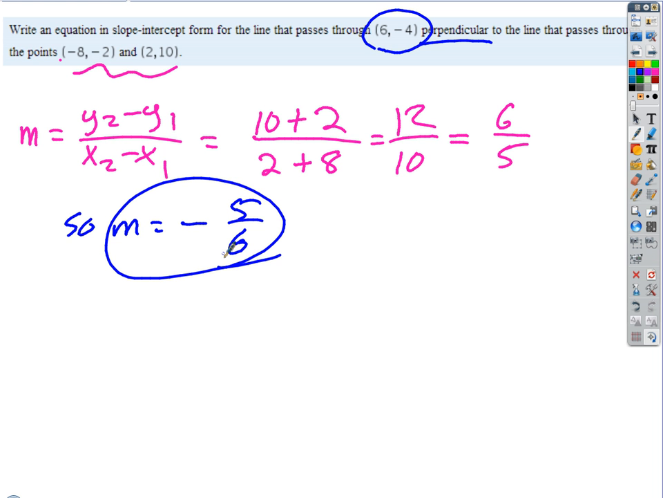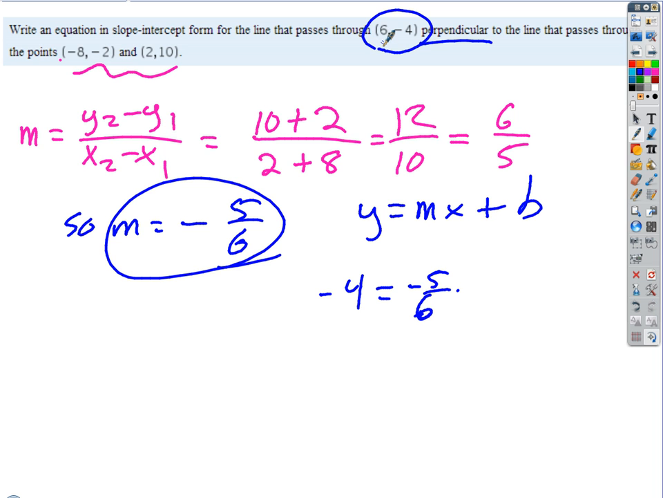Now, how do we always calculate b? y equals mx plus b. And I'm just going to substitute for everything except b so I can solve for b, right? So m is negative 5/6. What's y? Negative 4. I got to use this point, don't I? Because this is the point that my line passes through. So negative 4 is y. m is negative 5/6. x is 6.